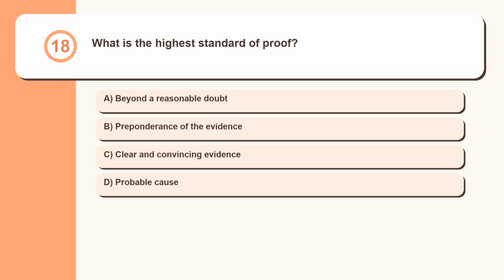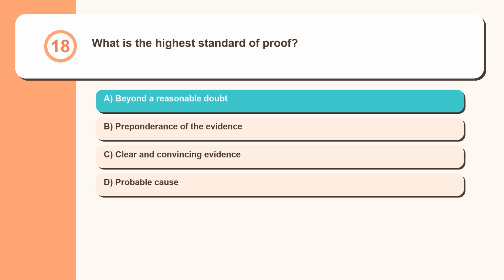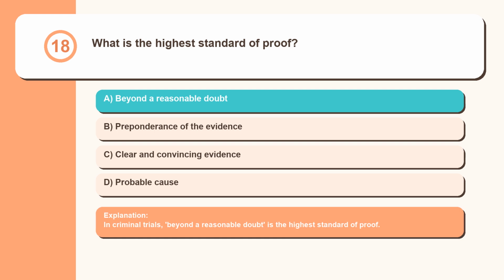Question 18. What is the highest standard of proof? Beyond a reasonable doubt, preponderance of the evidence, clear and convincing evidence, probable cause. In criminal trials, beyond a reasonable doubt is the highest standard of proof.